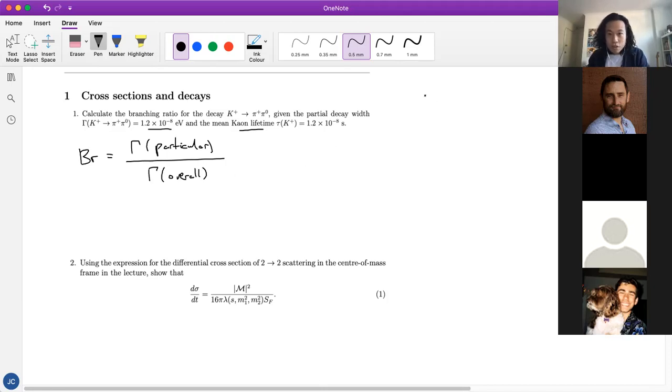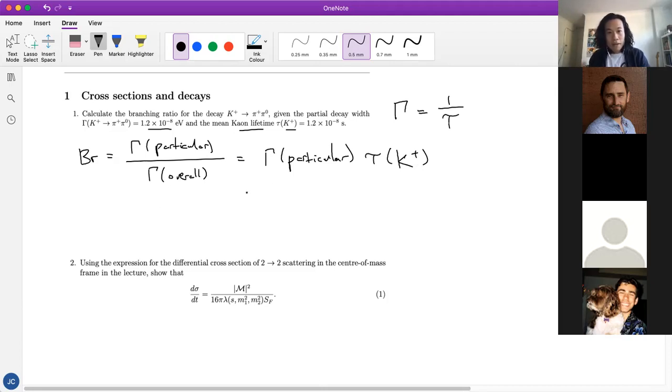And using the definition that the decay width is equal to 1 over the lifetime, we can see that we're given the lifetime, so we're given this overall decay width. So this is equal to the decay width of a particular interaction times the overall lifetime of the kaon, which is just 1 over gamma of the overall kaon interaction.